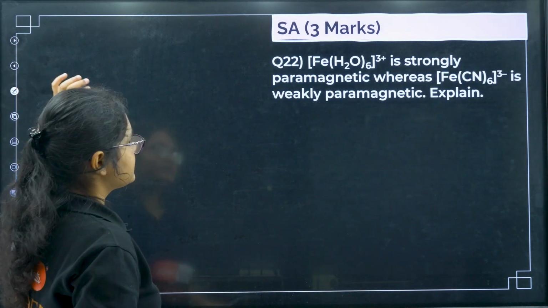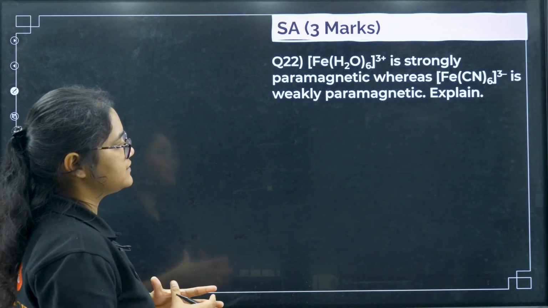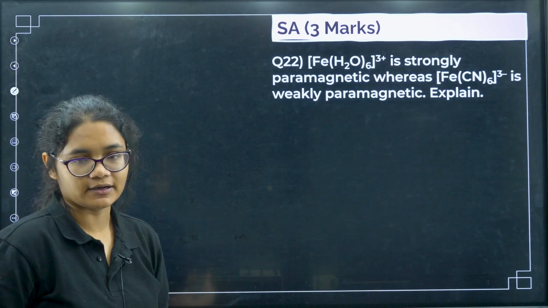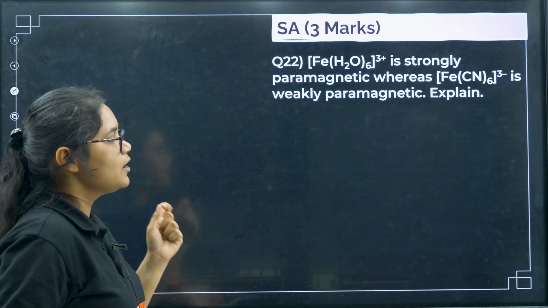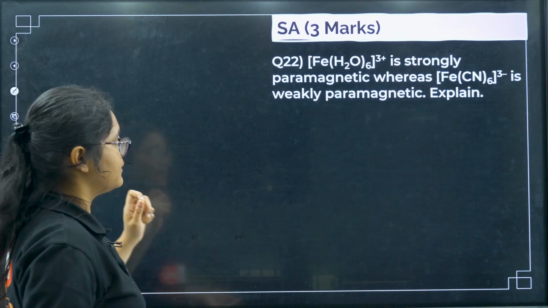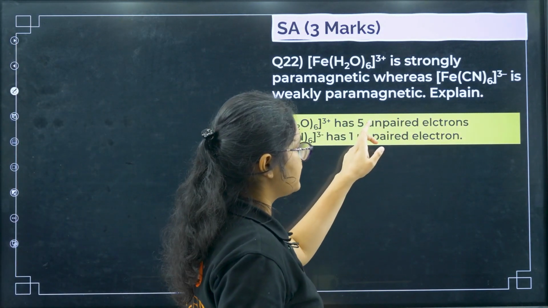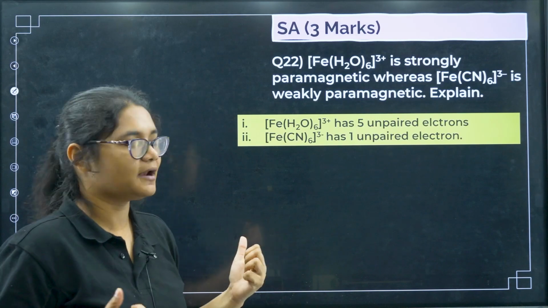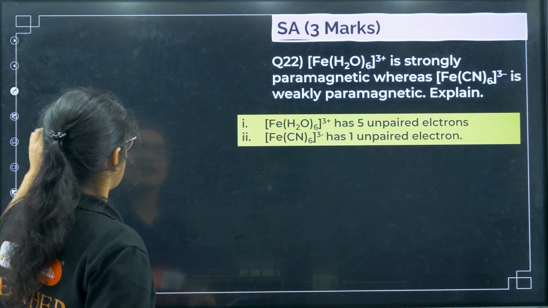Next, Fe(H2O)6 3+ is strongly paramagnetic, whereas Fe(CN)6 3- is weakly paramagnetic. Strongly paramagnetic means a larger number of unpaired electrons are present. Weakly paramagnetic means fewer unpaired electrons are present. So Fe(H2O)6 has 3 unpaired electrons, so that is why it is strongly paramagnetic. Fe(CN)6 has only 1 unpaired electron, so it is weakly paramagnetic.